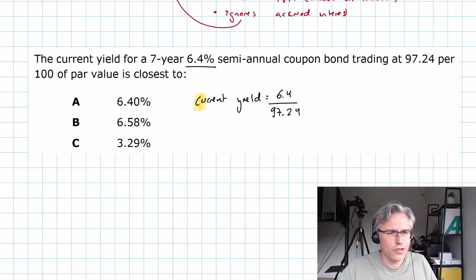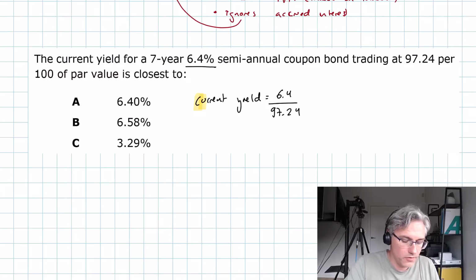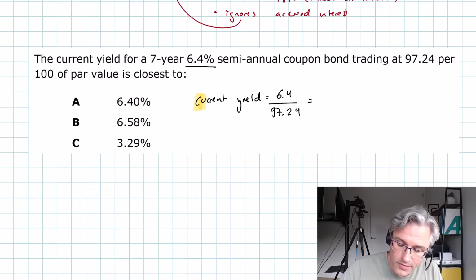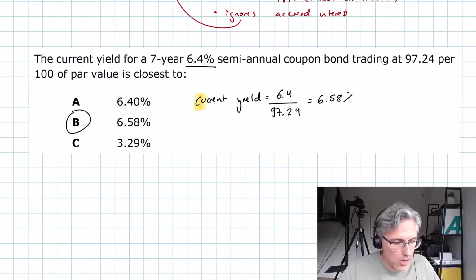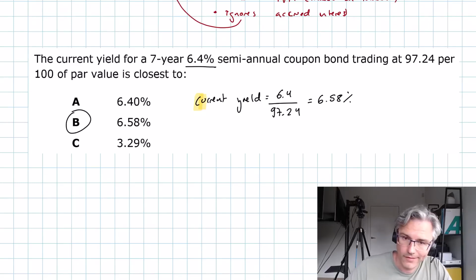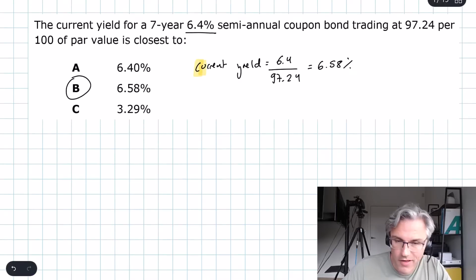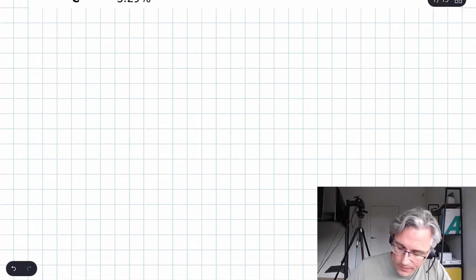So it's 6.4 divided by the price, 97.24. Now I'm not going to show you necessarily my calculator. This is just too easy. 6.4 divided by 97.24 gives 6.58%. So that would be the answer here. Nice and simple, nothing difficult about it. It's a very easy question if you get such a question in the exam.